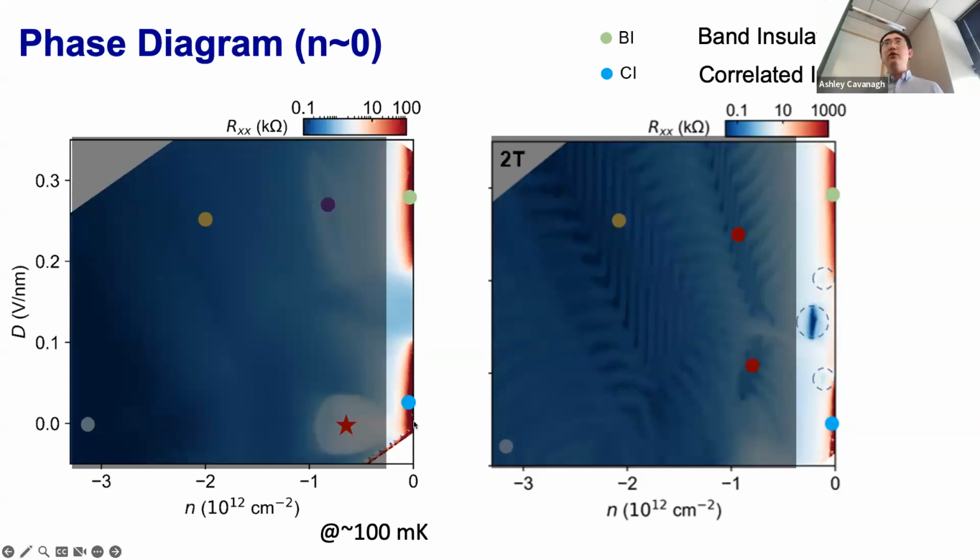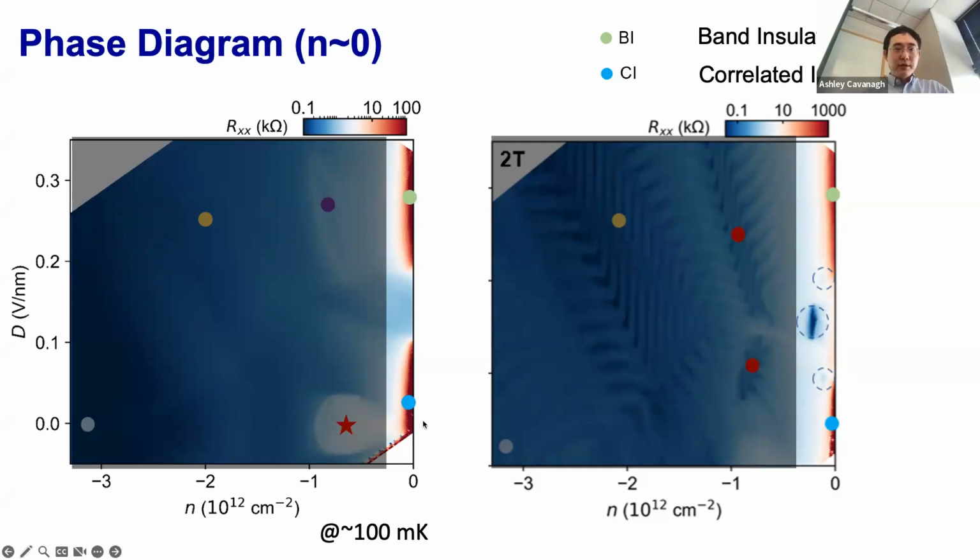You don't apply any voltage at all. According to the band structure calculation, you have large density of states, so you'd expect a very good metal at this point, but instead you get a very insulating state, okay? At 100 millikelvin, it's like 10 megohm or even bigger in resistance. So this already tells you that correlation from this flat band has already gapped out the Fermi surface and given you a very insulating, correlated insulating state.